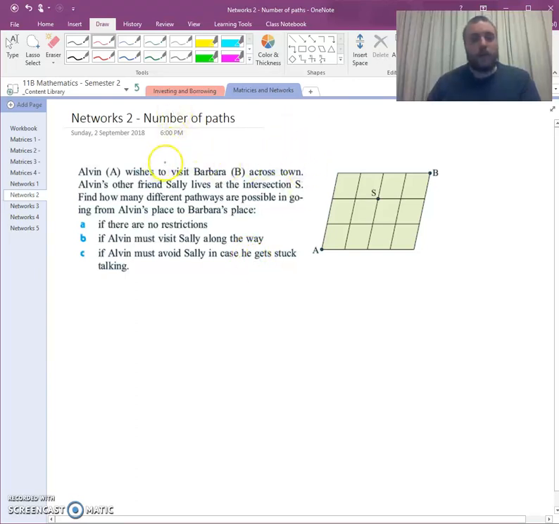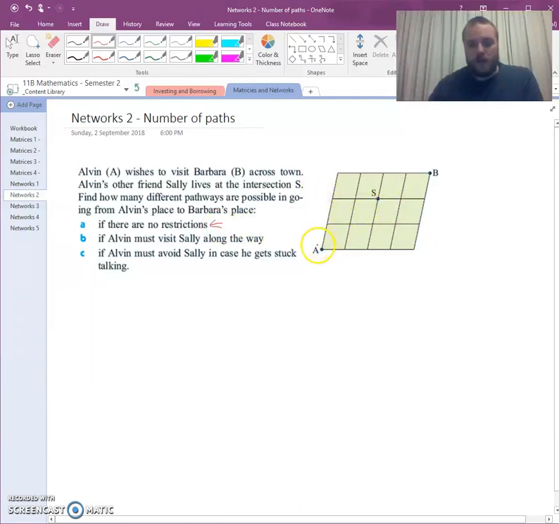This video will show you how to find the number of paths in a network. In this example, there's someone named Alvin wanting to visit someone named Barbara across town. Alvin's just here, Barbara's here. Alvin also has another friend called Sally who lives just here in between. The question is asking how many different possible pathways there are to go from Alvin's place to Barbara's place. The first example in the question has no restrictions, so we'll look at that first.